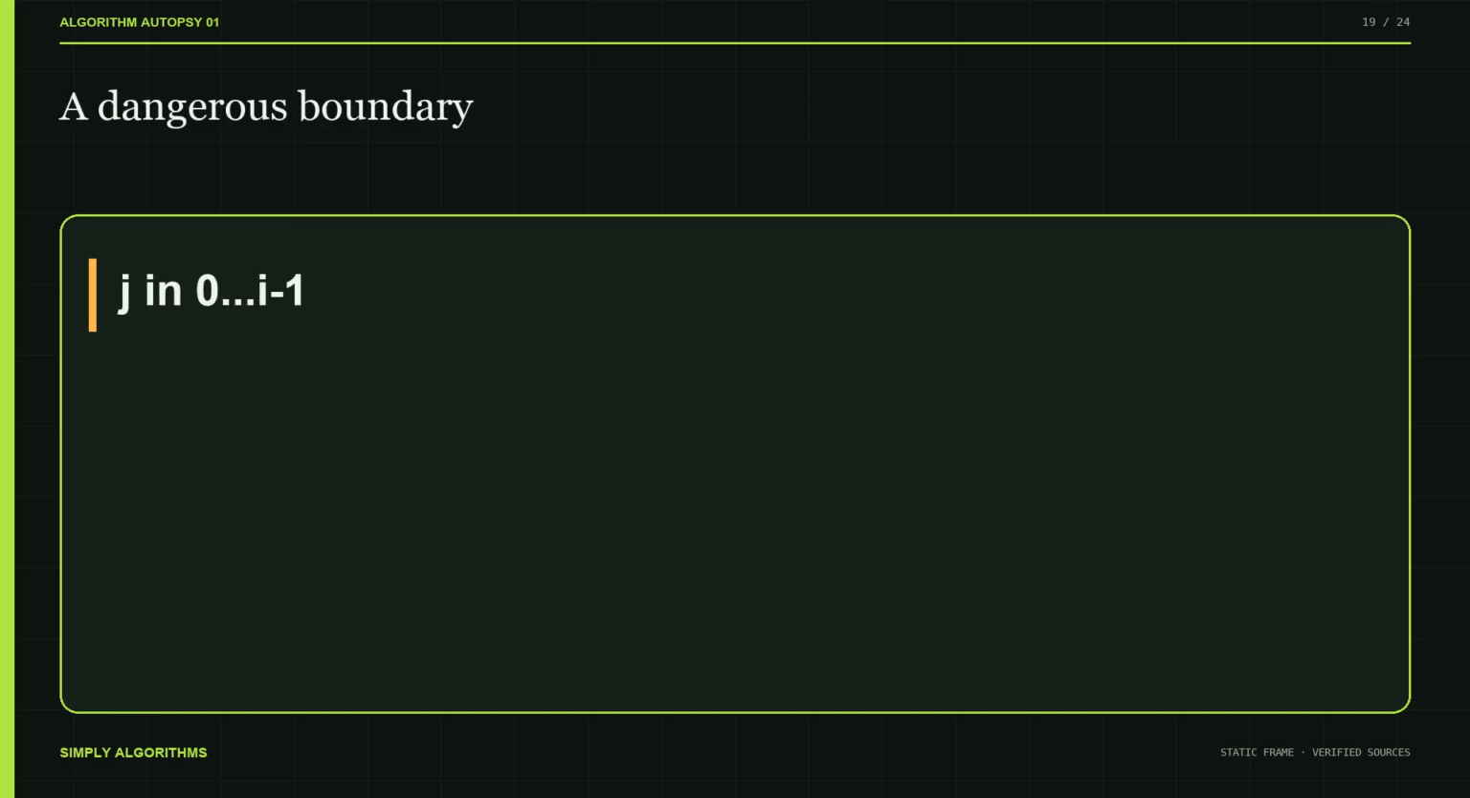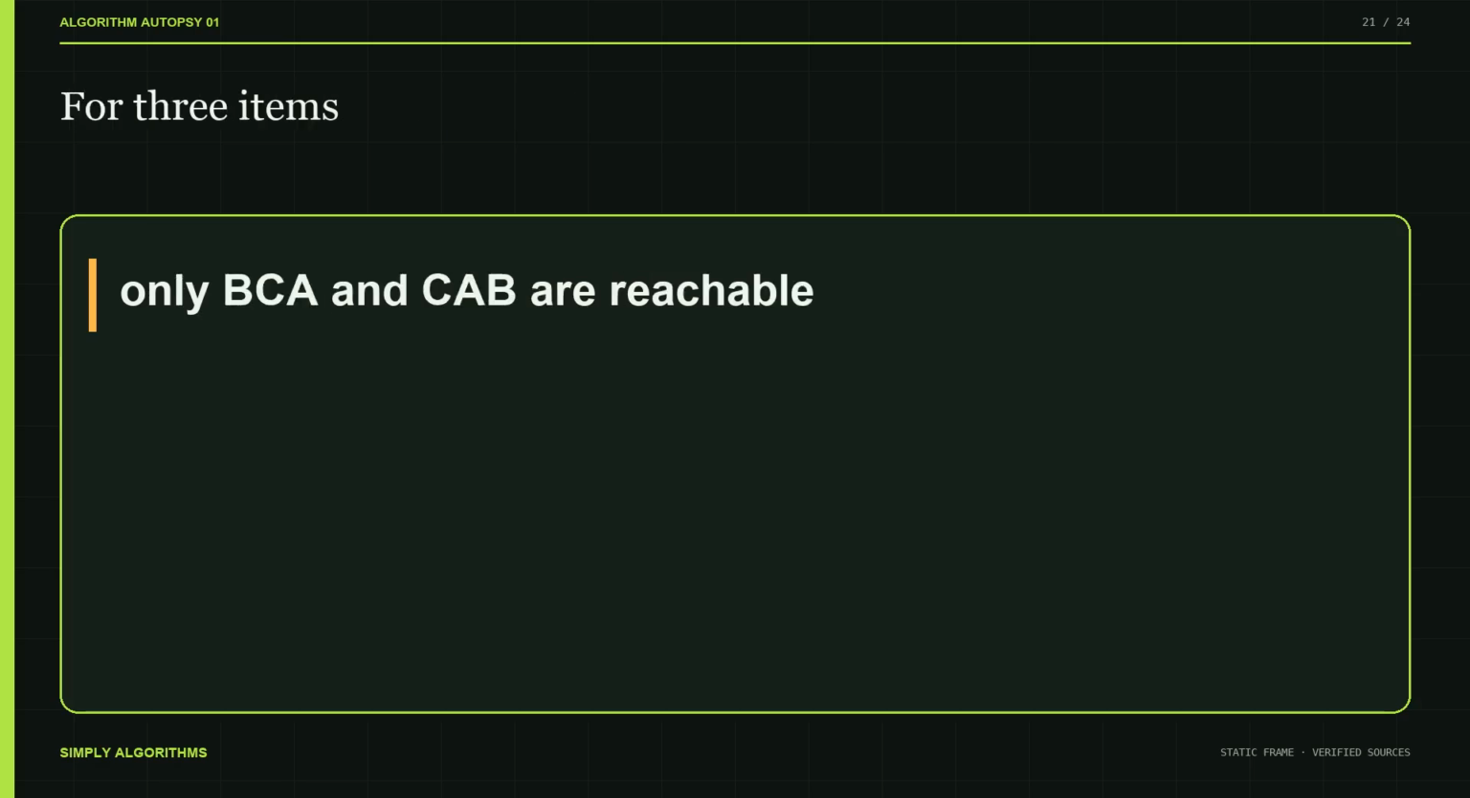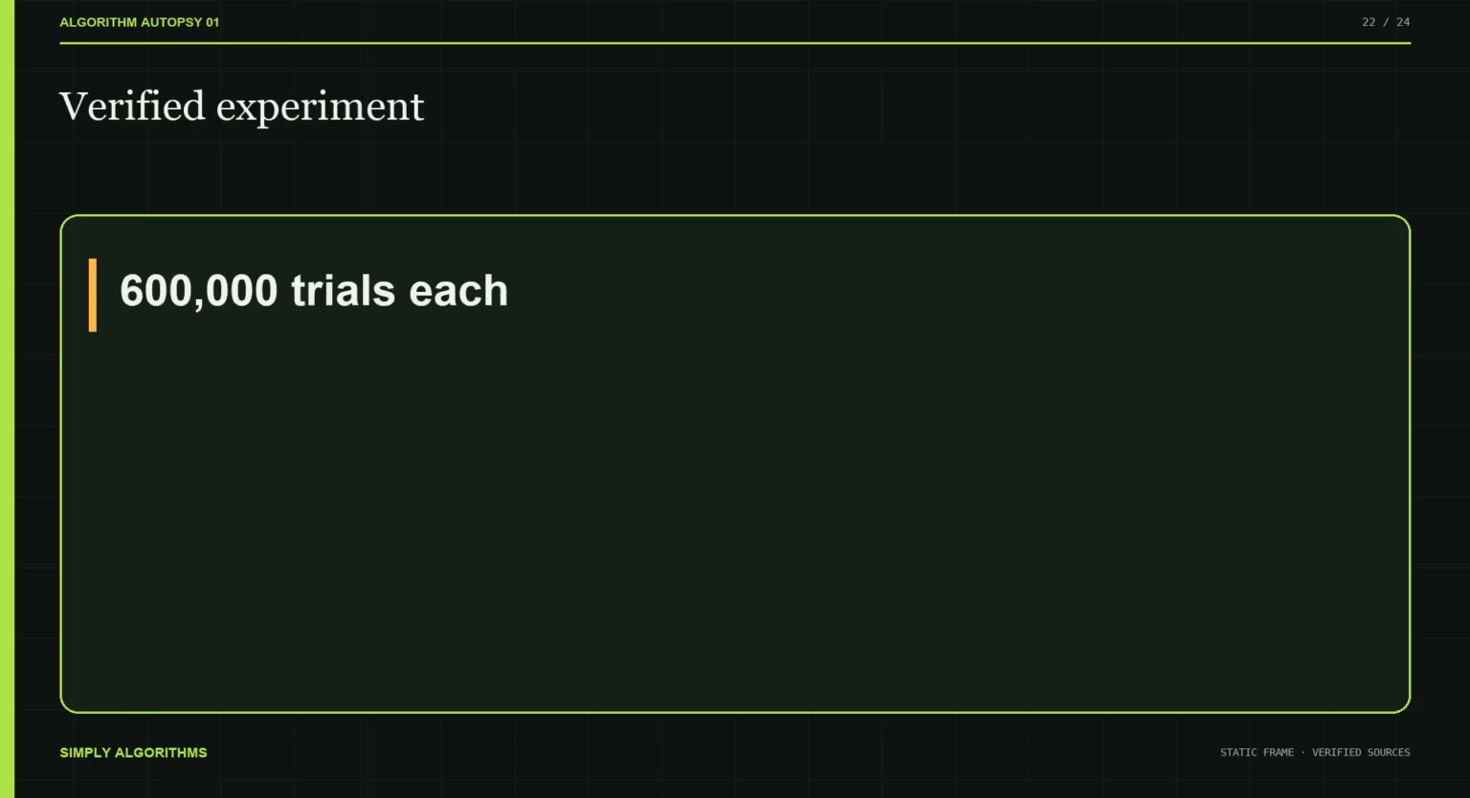A common off by 1 change forbids an item from staying where it is. That variant is useful when you want a single cycle, but it is not a uniform shuffle over all permutations. With 3 items, the off by 1 version reaches only 2 of the 6 permutations. A seeded simulation of 600,000 trials measured the naive maximum deviation at 11.53%, while Fisher-Yates stayed within 0.56%.